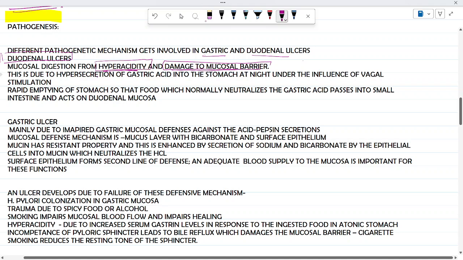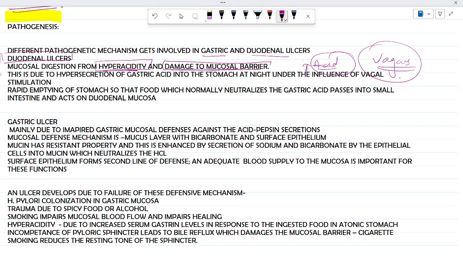One is hyperacidity, second is damage to the mucosal barrier, and this is because there is an increase in the secretion of gastric acid at night, which is under the influence of a nerve, the vagus nerve. When this nerve gets stimulated, rapid emptying of the stomach takes place, so food which normally neutralizes the gastric acid in the small intestine, now starts acting on the duodenal mucosa.